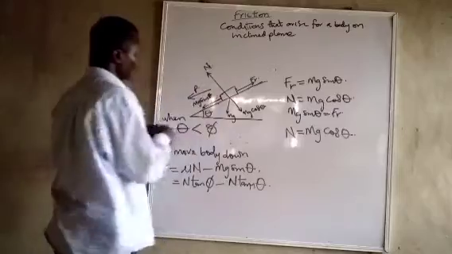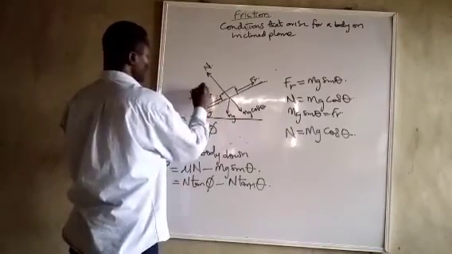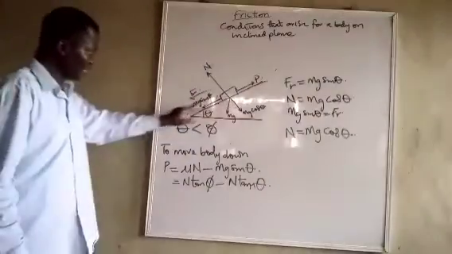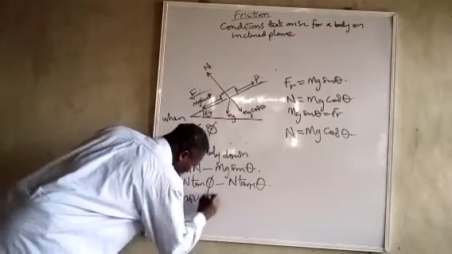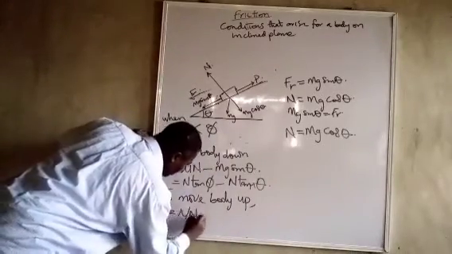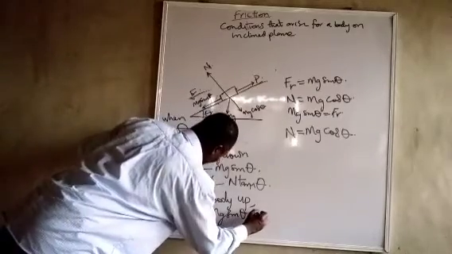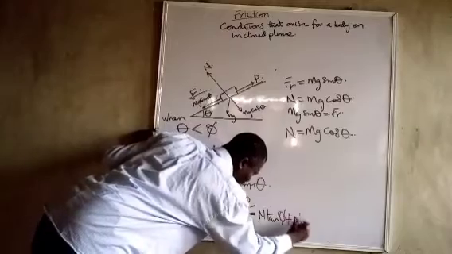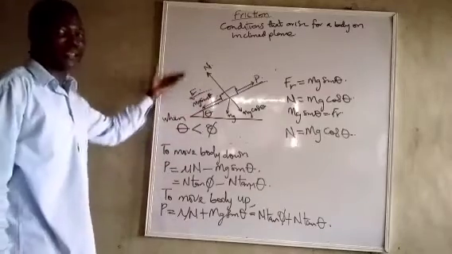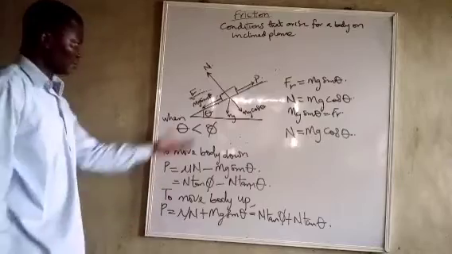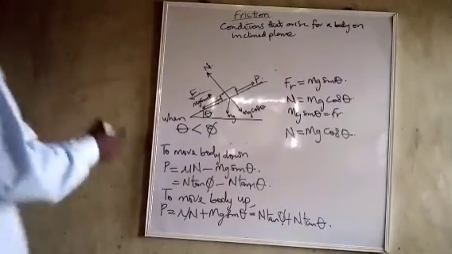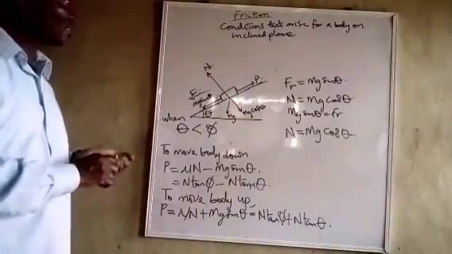And if I now want to move the body up, frictional force will act down. So this P must overcome the limiting frictional force and the component of the weight mg sin theta downward. So to move body up, P will now be equal to mu N plus mg sin theta, which is equal to N tan phi plus N tan theta. So that's why you'll be asked, what is the range of force? What is the range of frictional force? What is the range of force that is necessary to move the body, to hold the body, to cause motion? So you might need force to move it down, and you might need force to move it up. Those are the conditions that you can experience for a body on an inclined plane.